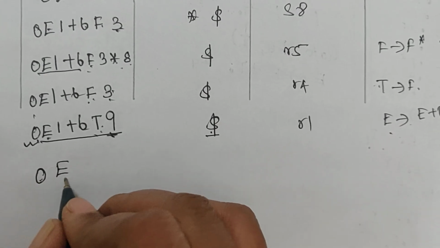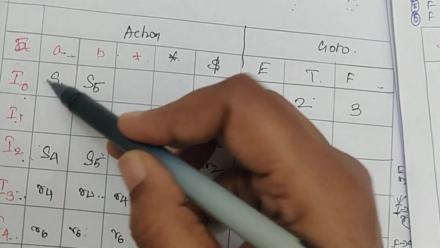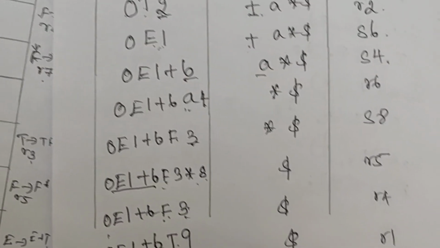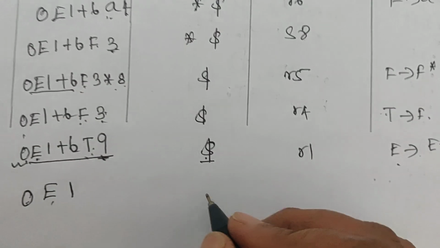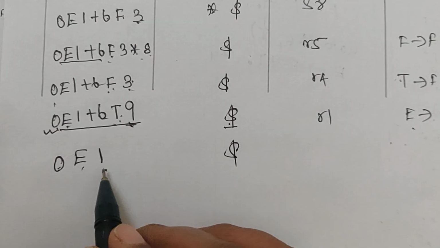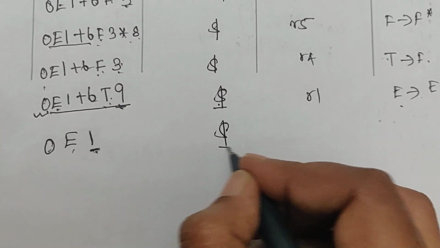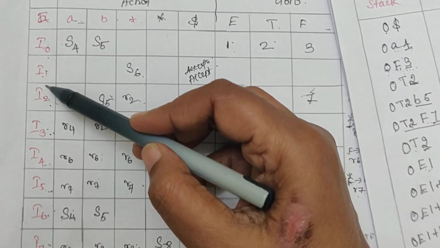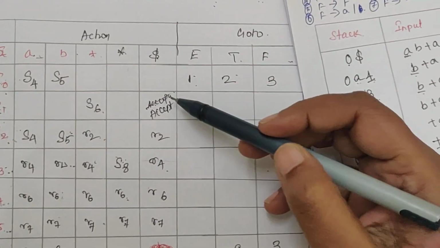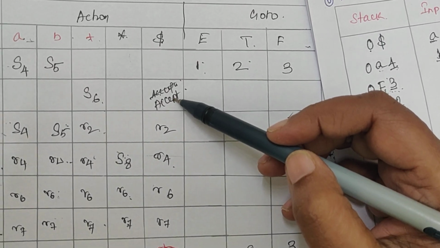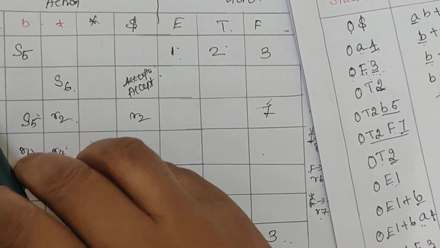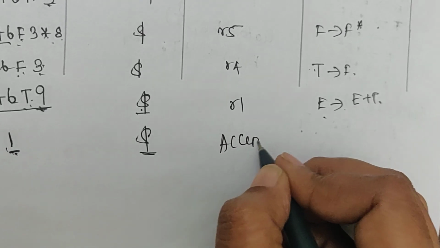Now you check 0 on E. 0 on E is nothing but 1. You get 1. Write 1 here and a dollar here. Now we have 1 on the top of the stack and dollar on the input tape. So 1 and dollar, it is nothing but accepted. So it is accepted.